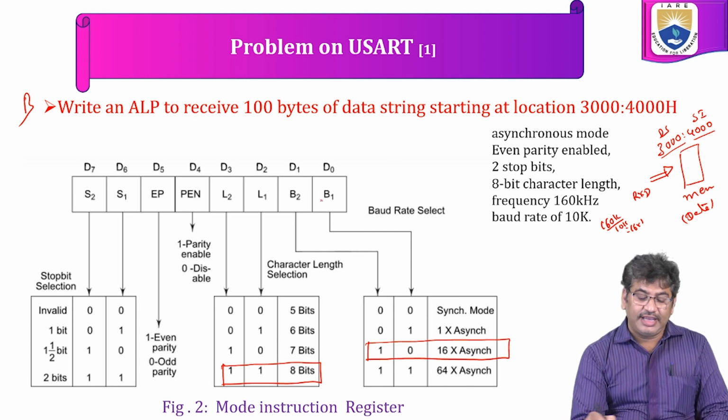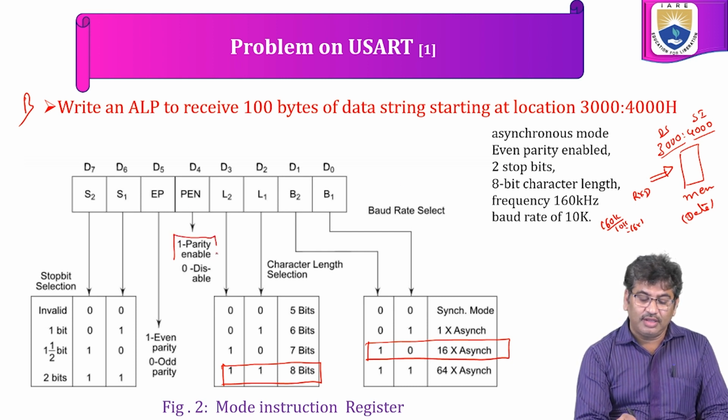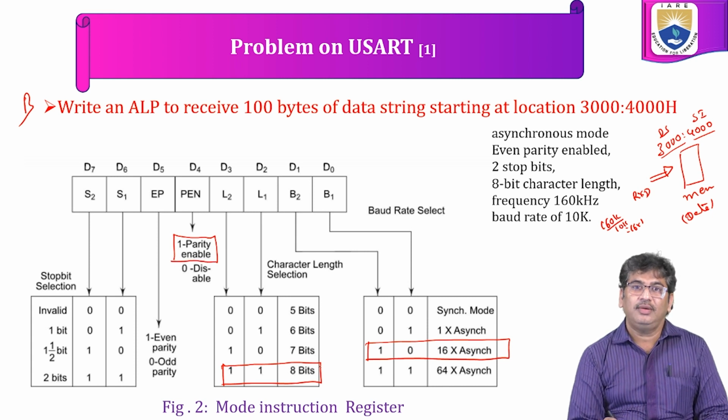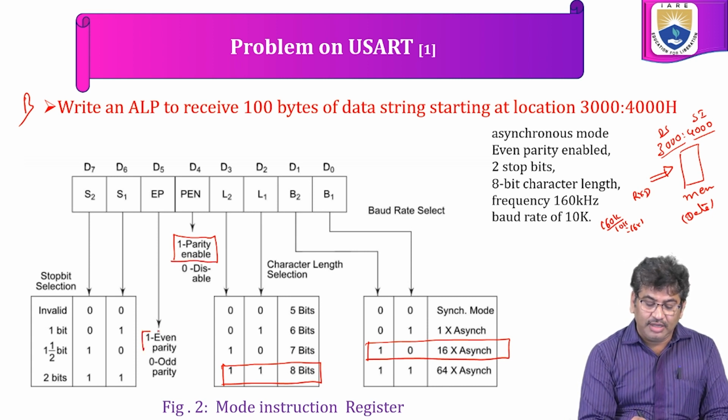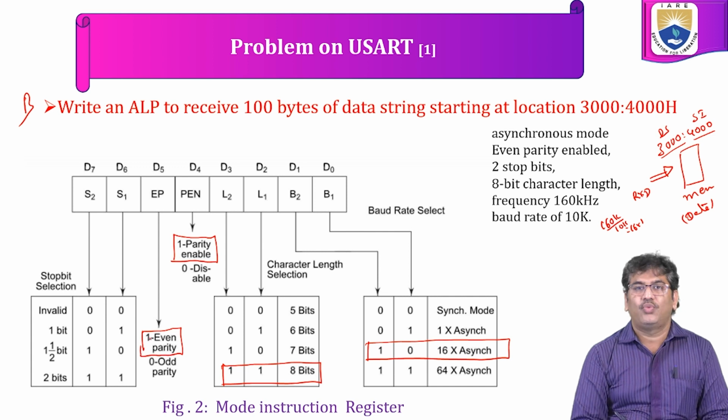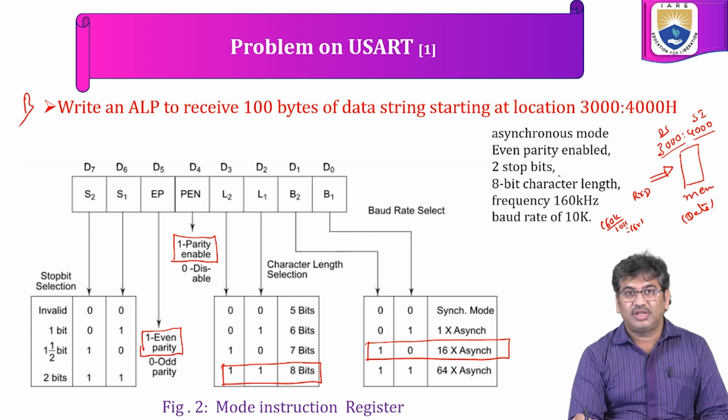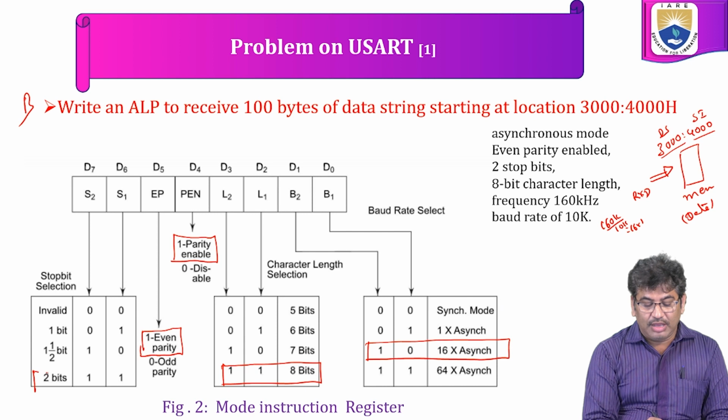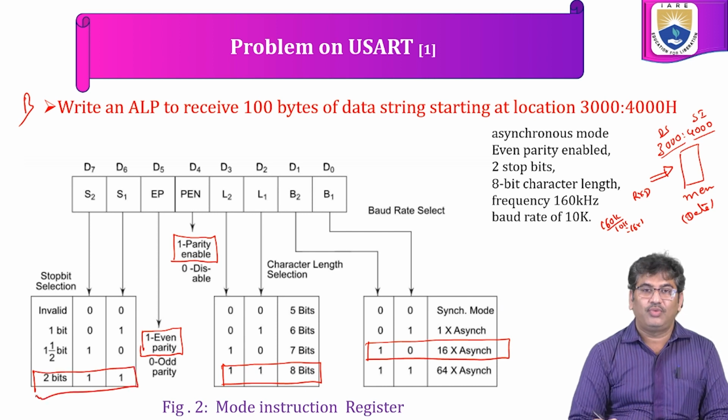Next, even parity is enabled. So for enabling parity, the D4 bit we have to write as 1. As it is even parity, the D5 bit will be configured as 1. And the number of stop bits required is 2, so the MSB 2 bits are given as 1.